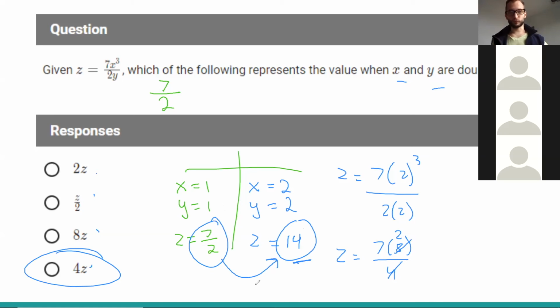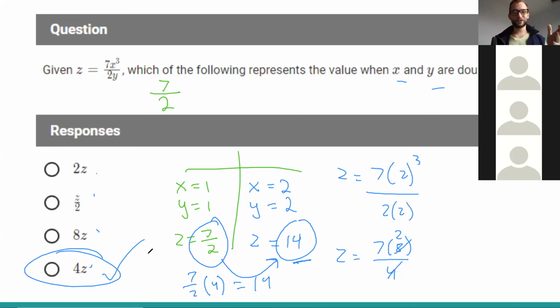Why? It quadrupled. Because if you double 7 over 2, you get 7. If you double that again, you get 14. So if you take 7 over 2 and you multiply it by 4, you're going to get 14, which is why it's going to be 4z. So when x and y double, z quadruples. And if you're not sure, plug in numbers, and those numbers will prove that to you.